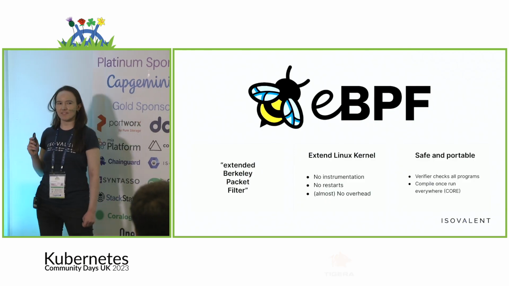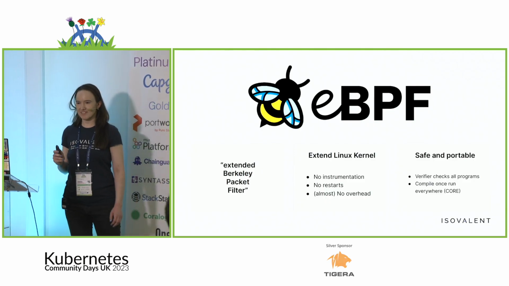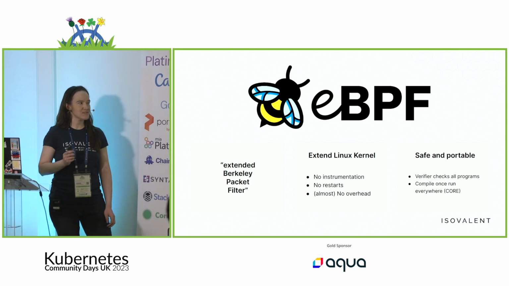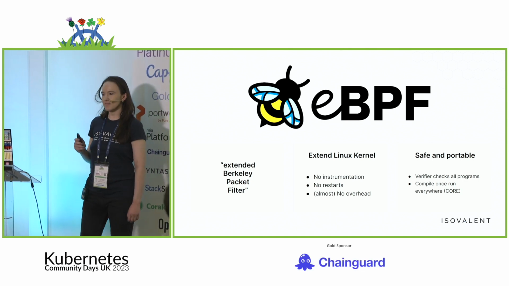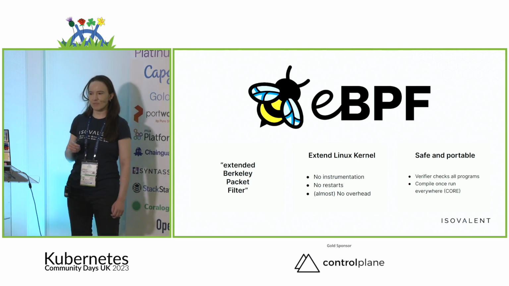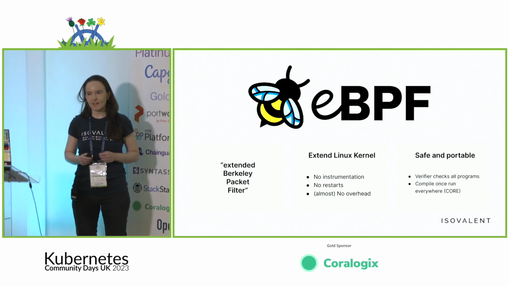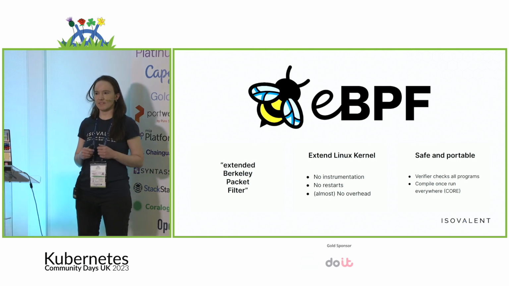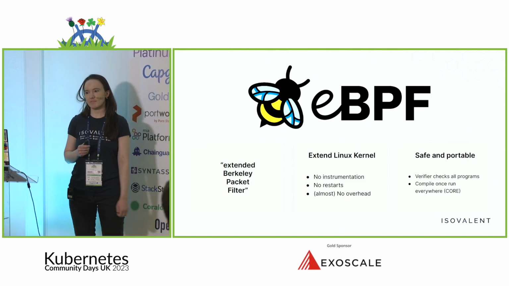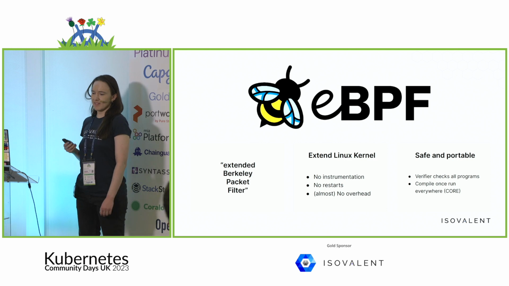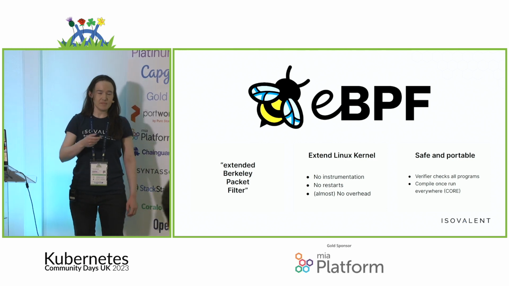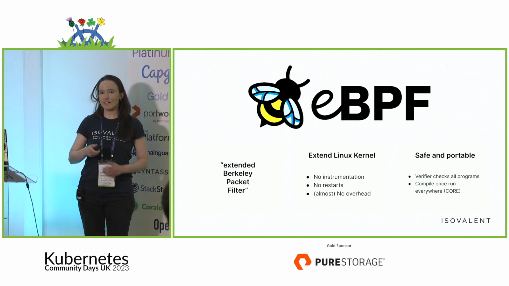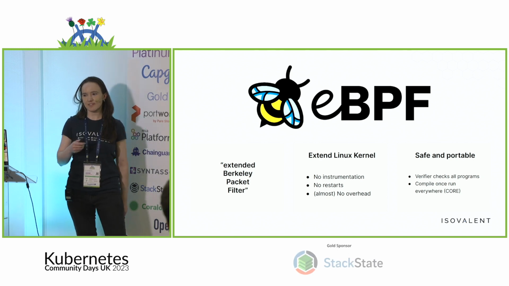eBPF stands for Extended Berkeley Packet Filter, and forget about it, honestly. Naming things is hard. It can do so much more than packet filtering. eBPF is a technology that allows us to extend the Linux kernel with custom programs. So we can load custom code, for example, monitoring applications to run in the kernel space. There's no need to instrument the applications or even restart them to enhance them with eBPF programs. And this also gives us very little overhead, because we run things efficiently in the kernel and we save on all this communication between the kernel and the user space.